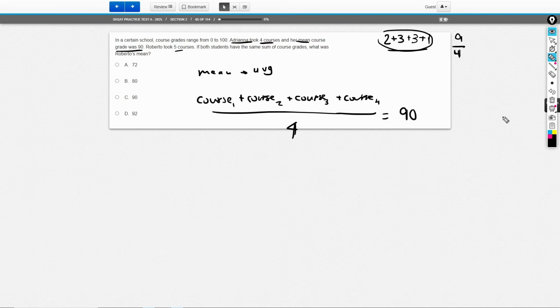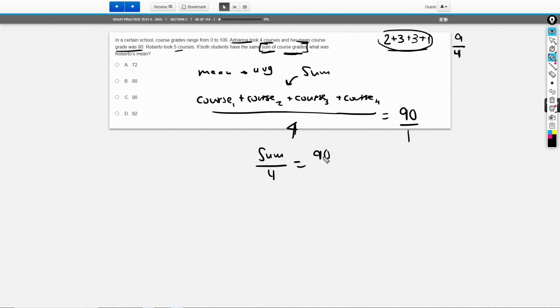She took 4. Now, we know that both students have the same sum of course grades, which gives me a hint that I want to find the sum of the course grades. Guess what? The sum of the course grades, just all of them added up together. Sum means addition. So this is the sum, okay? It's the numerator. And if I look at this fraction, I have 2 fractions equal to one another, so my favorite thing, cross multiply.